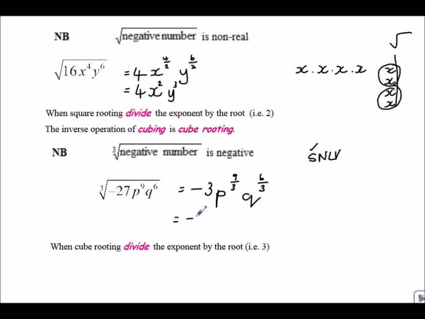So this will be negative 3 p. 9 divided by 3 is 3. Q, 6 divided by 3 is 2. And that is the answer.